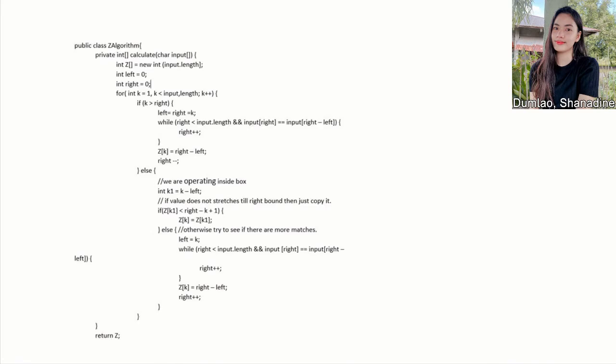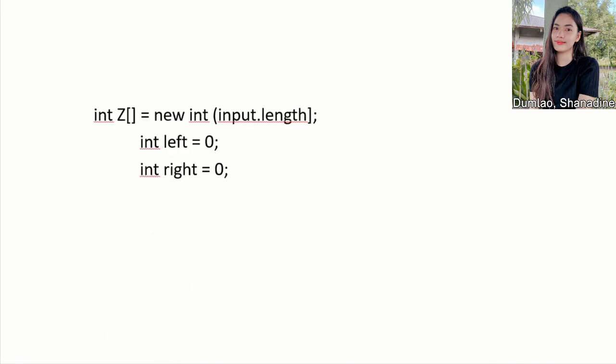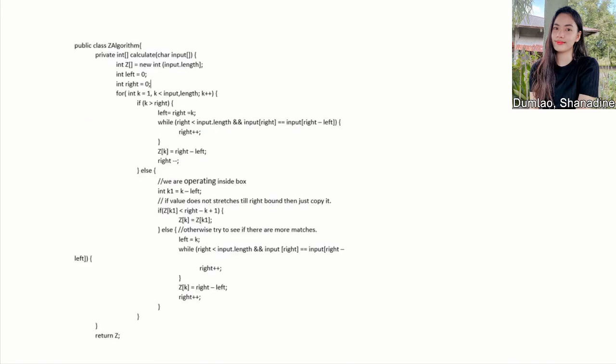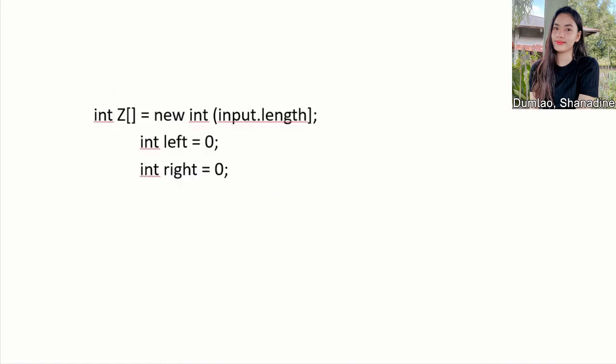Z algorithm. The Z algorithm has the same time complexity as KMP. The core of the algorithm is the function Z of k. Z of k is where we are trying to find the longest substring starting at position k, which is also the prefix of the string. Left is the left bound of the Z box. Right is the right bound of the Z box.